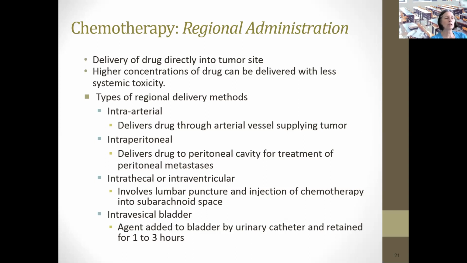So intra-arterial, intraperitoneal, intrathecal, intravesicular, again, peritoneal, the peritoneal space all the way around the abdominal organs, into the ventricular or intrathecal spaces, or into the bladder, where we put it in through a catheter. We allow it to dwell. We call that dwelling. We just let it sit in the bladder for a couple hours, and then we drain it out through the catheter.